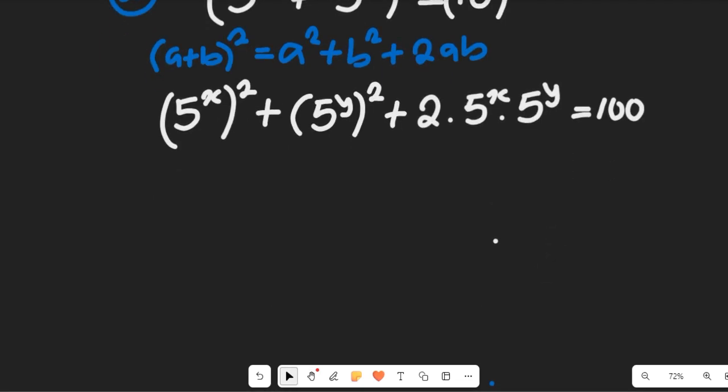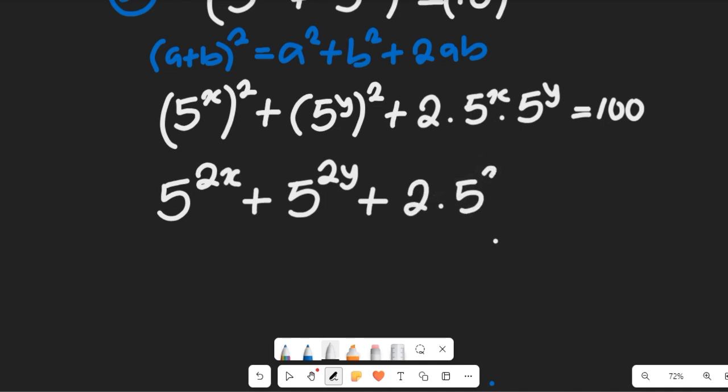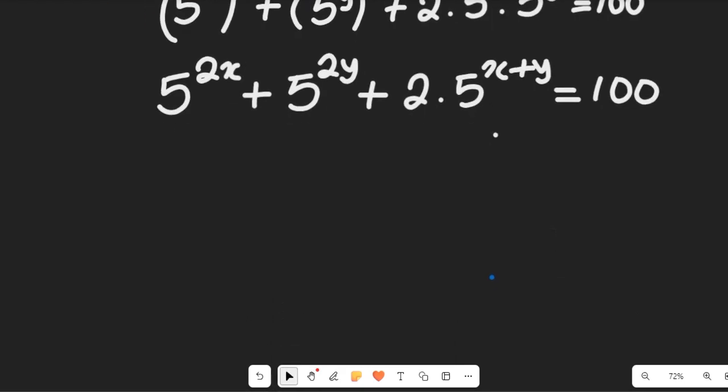Now, from this expression, what will I do? The law of indices permits me to use certain laws, and this is going to give me 5 to the power of 2x, because the exponents multiply, plus 5 to the power of 2y, the exponents multiply, plus 2 multiplied by 5 to the power of x plus y, since the exponents have to add for a common base, and then we'll have this equal to 100. Great. Now, from this expression, I can reduce further.